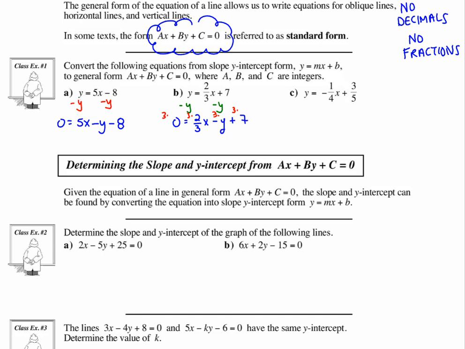3 times 0 is still 0. 3 times 2/3 x. 6 over 3 is? 2. Just 2. The 3's cancel out. That's why we multiplied by 3, so the 3's would cancel. 6 over 3 is 2. 2x minus 3y plus 21. Everybody gets a 3.